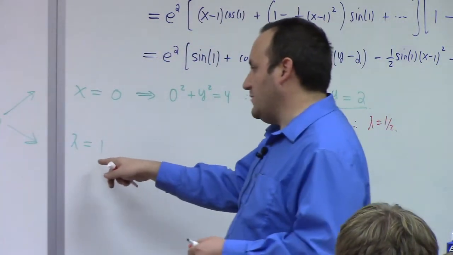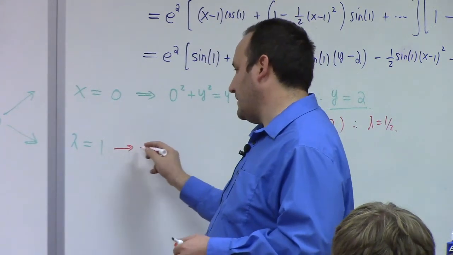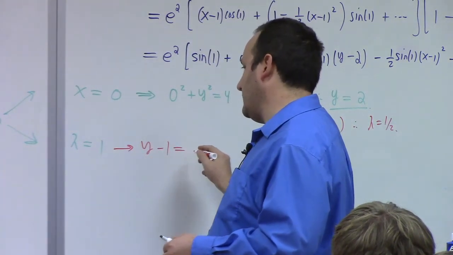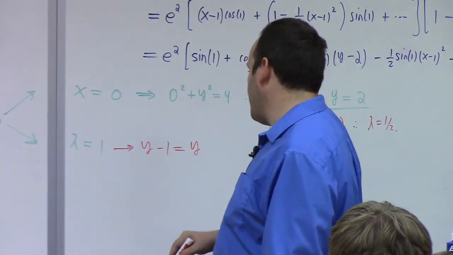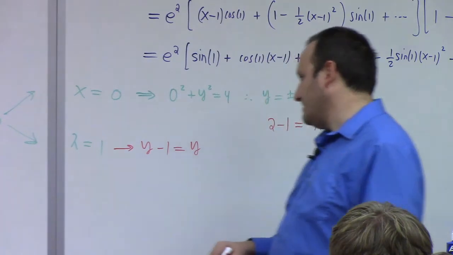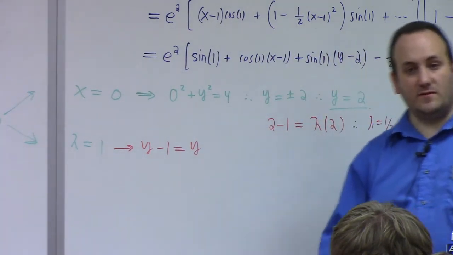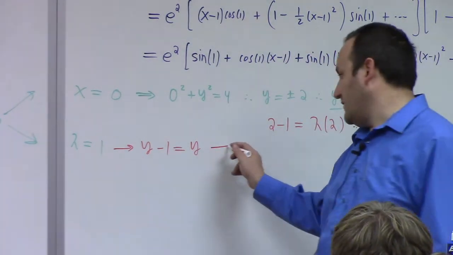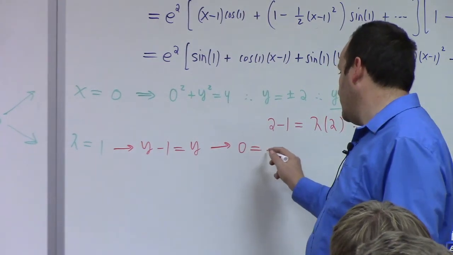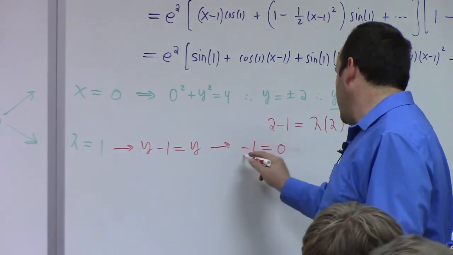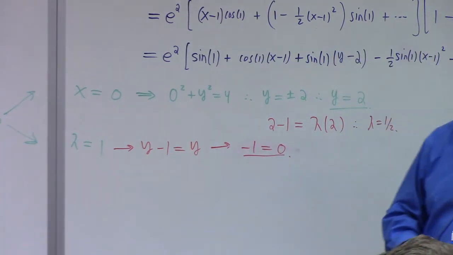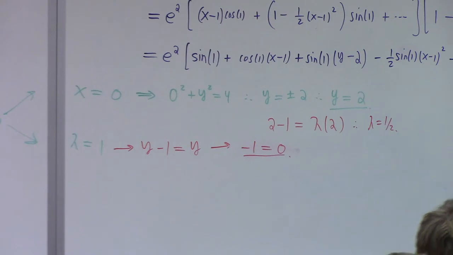Okay, so the other case, lambda equals 1, gives you what? y minus 1 is equal to y. And then I'm on the same page with you. There are no solutions, because this tells me that minus 1 is equal to 0, and that equation's hard to solve. So Lagrange multiplier is under no obligation to give you solutions in every case.